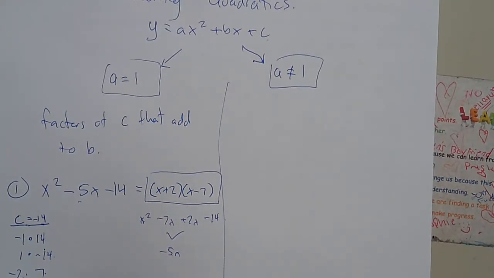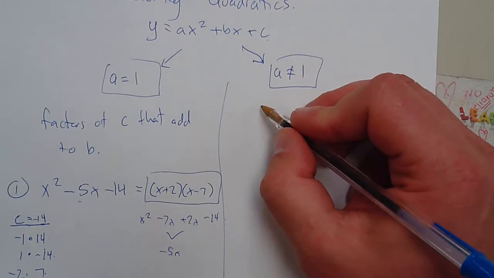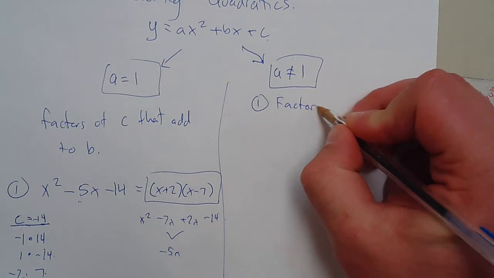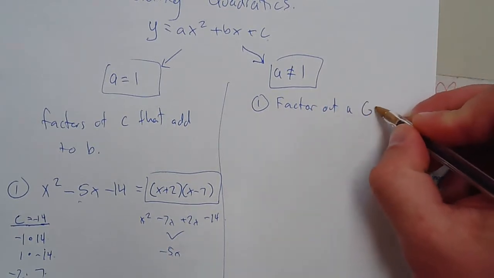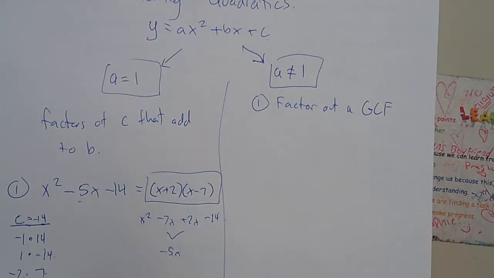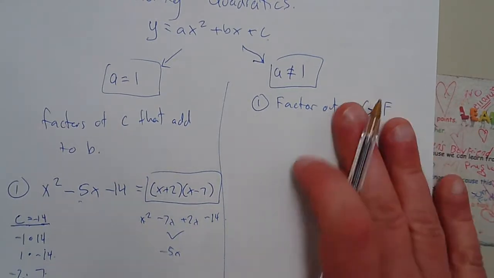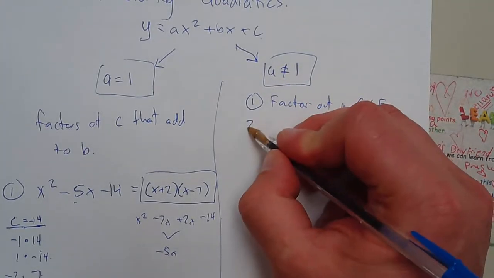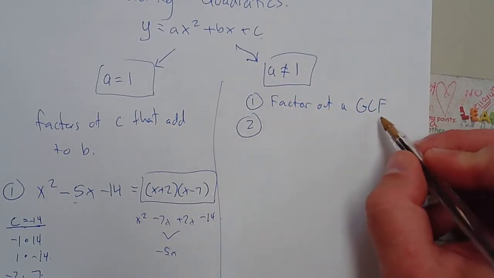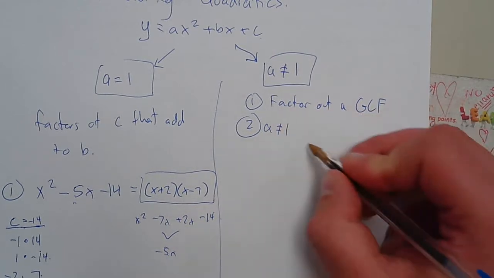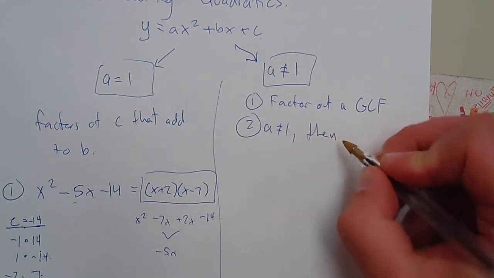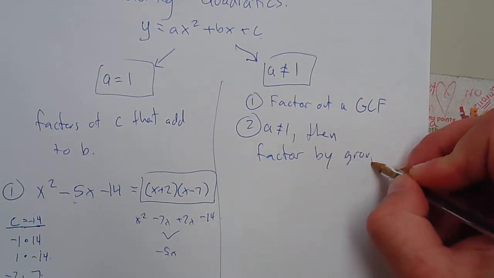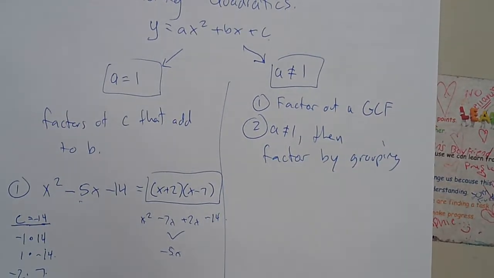So when a is not 1, you're going to do basically two things. For one, you're going to check and see, can you factor out a GCF? We talked about that briefly in the warm-up. If there's a GCF, sometimes you can factor that GCF out, and then it becomes an a equals 1, and then it's pretty easy to do after that. So that's step 1. And then step 2, if you factor out a GCF and a is still not equal to 1, then we're going to factor by grouping. And I'll show you what that means. So then factor by grouping. And that's what I generally call kind of worst case scenario.